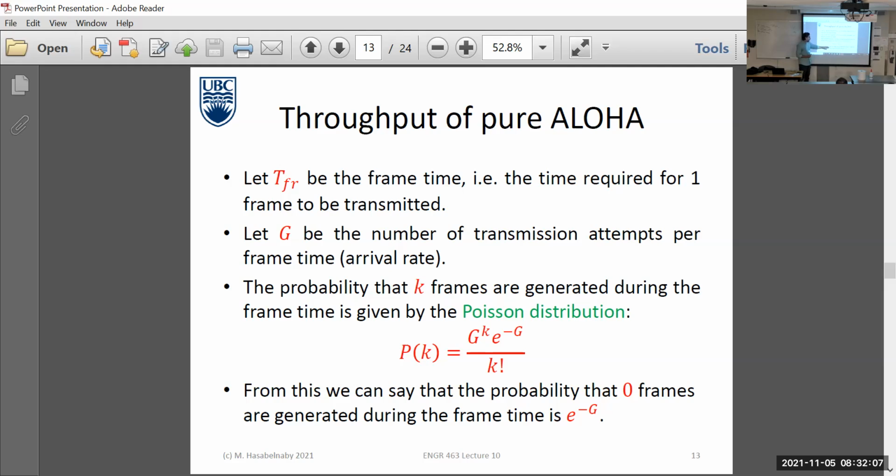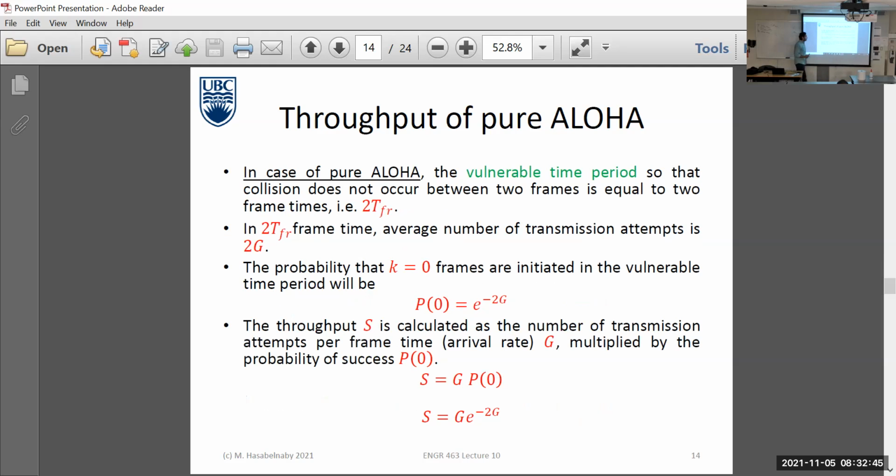So the probability of 0 frames generated, can anyone calculate it? We will set K to 0. So G power 0 is 1, and K is 0, and 0 factorial is equal to 1. So the result is that the probability that we have a successful transmission, which is the probability of 0 frames generated during the frame time, is equal to e minus G, exponential minus G.